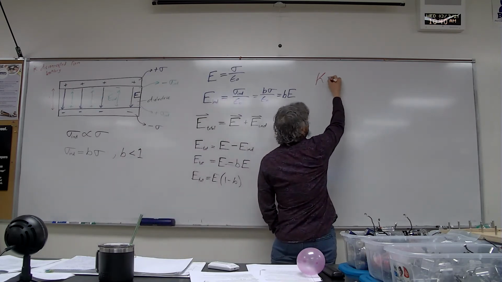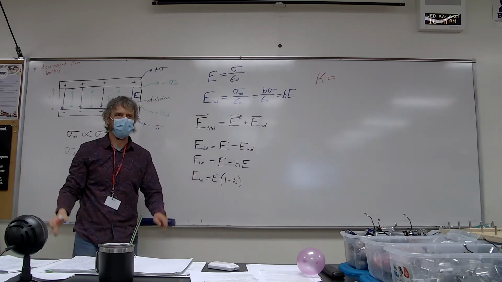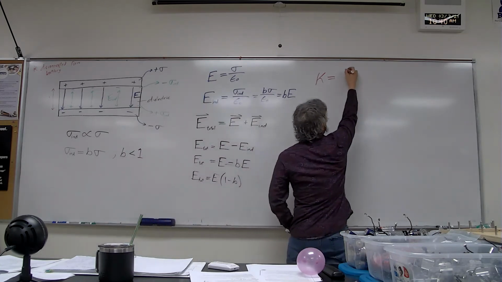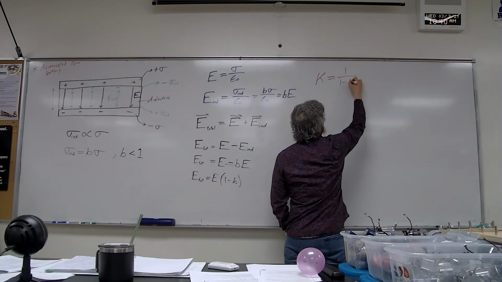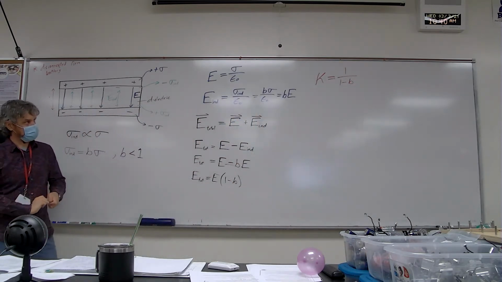And so we define kappa in terms of this proportion, because we know 1 minus B is a constant, right? We want just a single letter. And so we define kappa as not 1 minus B, but 1 over 1 minus B. And there's reasons for that. It just makes the math work out to be a little easier. Okay.